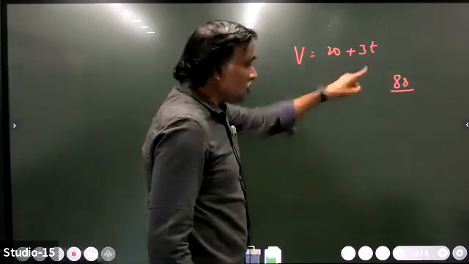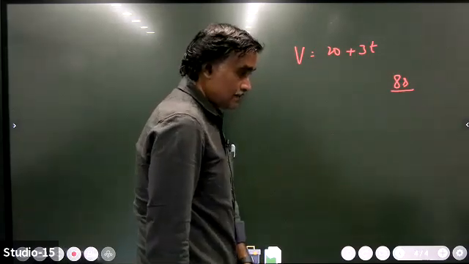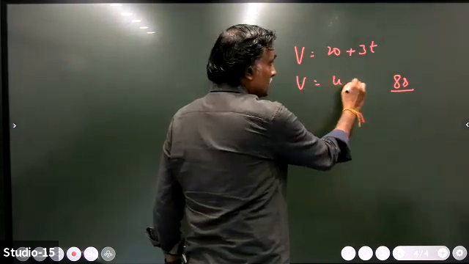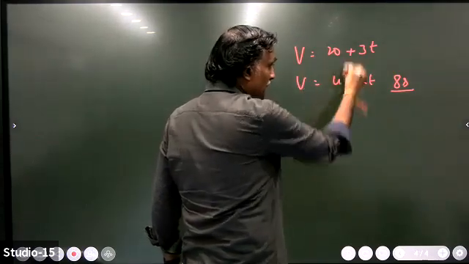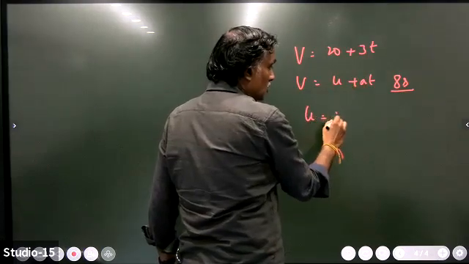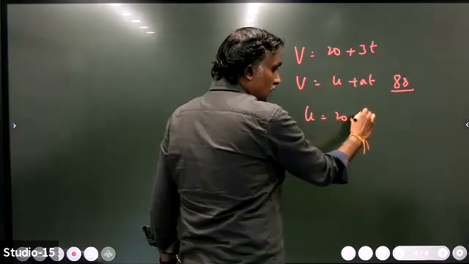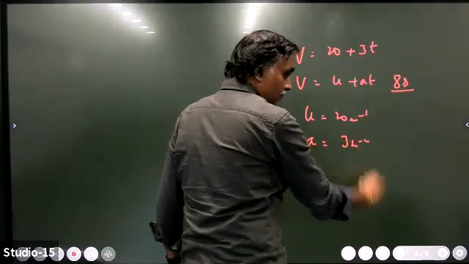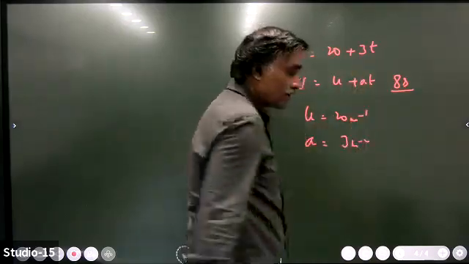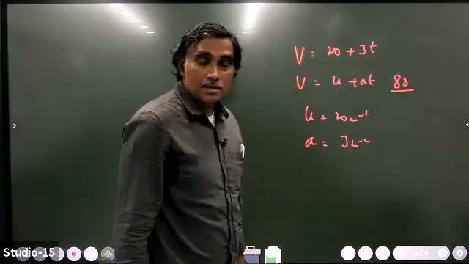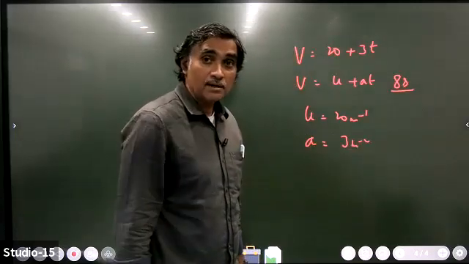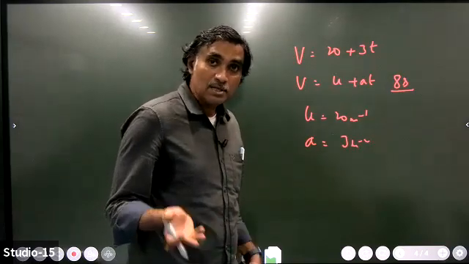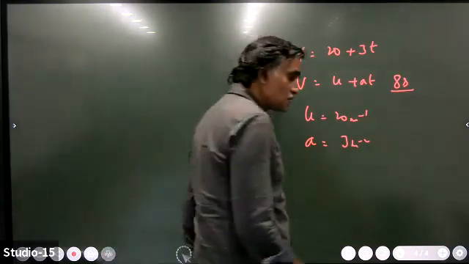Now, is it comparable to V equal to U plus at? Yes. Okay. Now, if you compare, what is U? 20. What is A? 3 meters per second square. Then what is the question asked? Displacement in 8 seconds. What formula should I use?